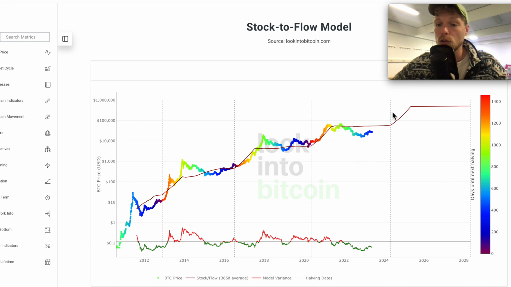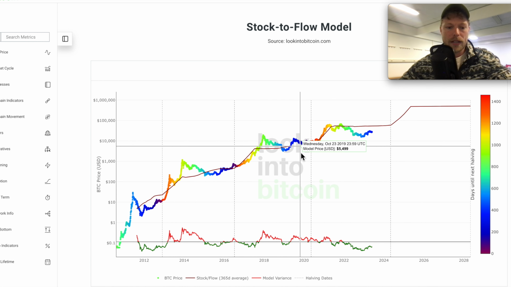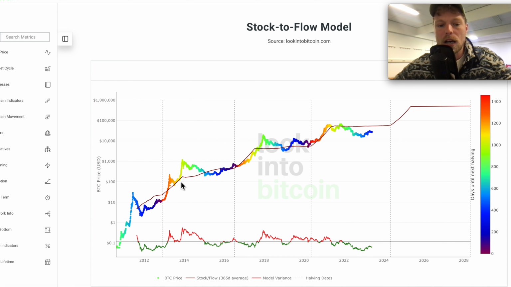The vertical dotted line right here represents the halving. So we can see, for example, right here that right after the halving we have seen some nice rallies in the Bitcoin price. Actually, after each halving we have seen a massive rally in the Bitcoin price. Also very interesting, also something I want to talk about.